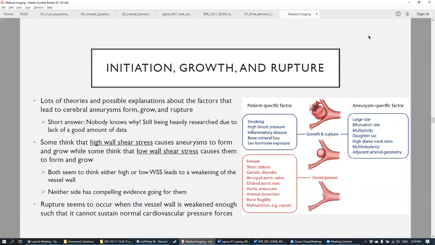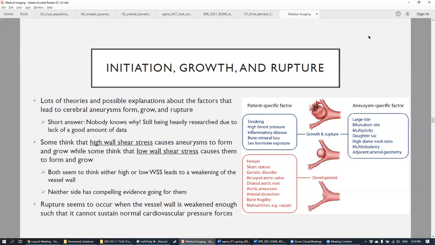And so right now, any theories that we have about how aneurysms initiate and how they grow are just purely theoretical. Maybe not purely theoretical, but mostly theoretical, right? And so actually, it's very interesting. For the people that study these aneurysms, there's actually two camps. There's kind of two schools of thought.